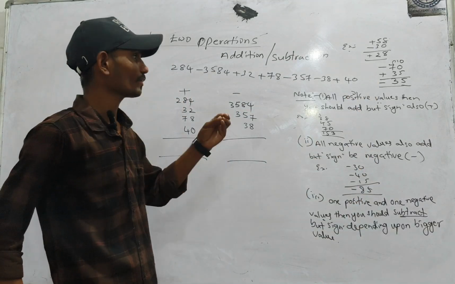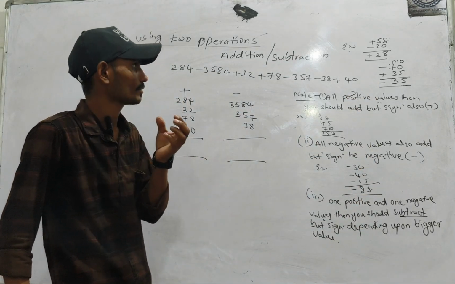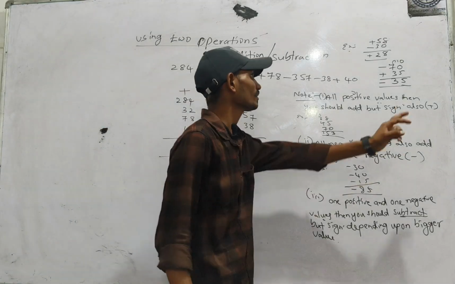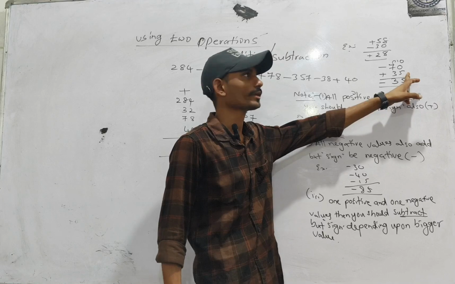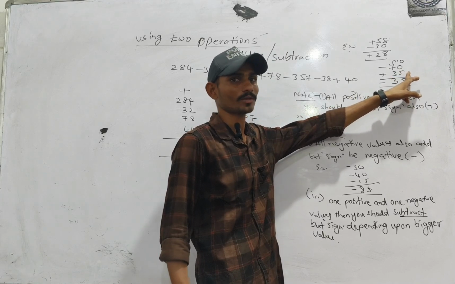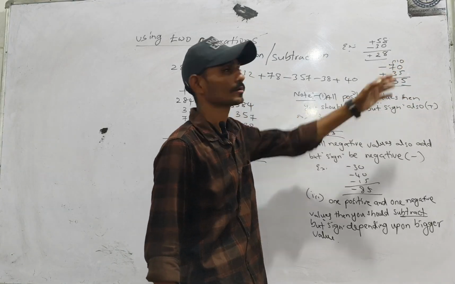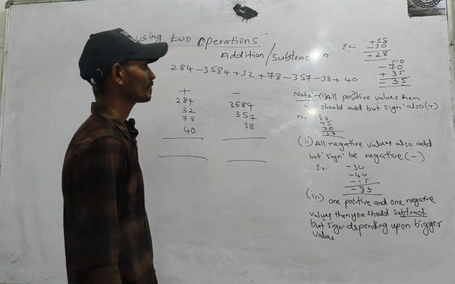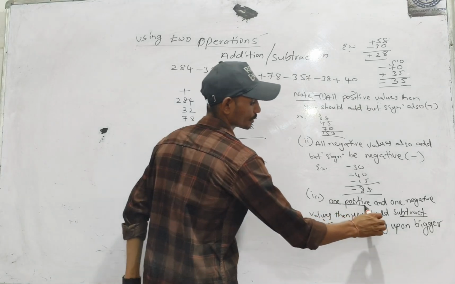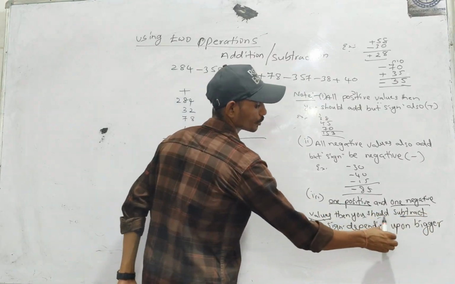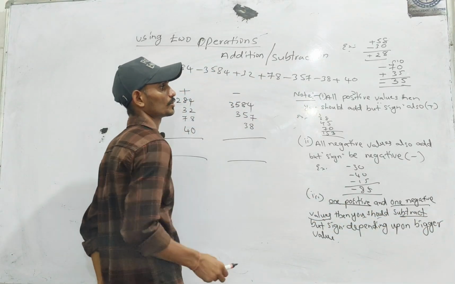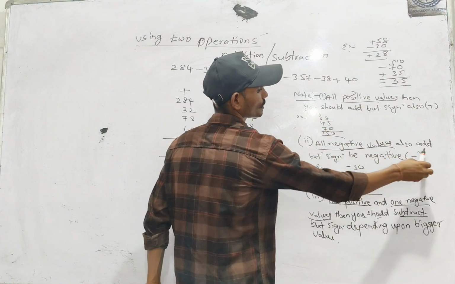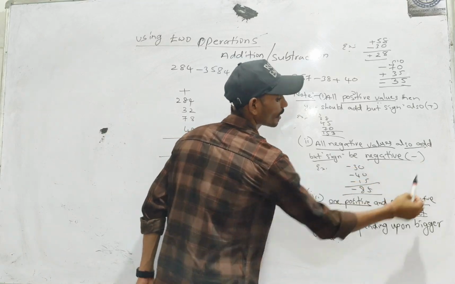Okay now, one positive, one negative, then you subtract, but the sign depends upon the bigger number. In integers, when you compare minus 70 and plus 35, plus 35 is the bigger value, but I am not discussing integers here, just the concept of addition and subtraction. You follow all these conditions: one positive, one negative value, then you subtract, but the sign depends upon the bigger value. All positive values you add, and the sign is positive. All negative values you also add, but the sign is always negative.